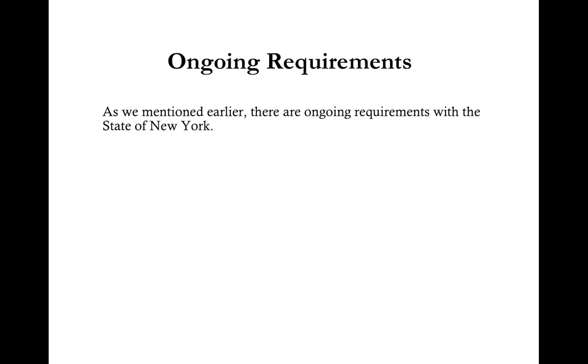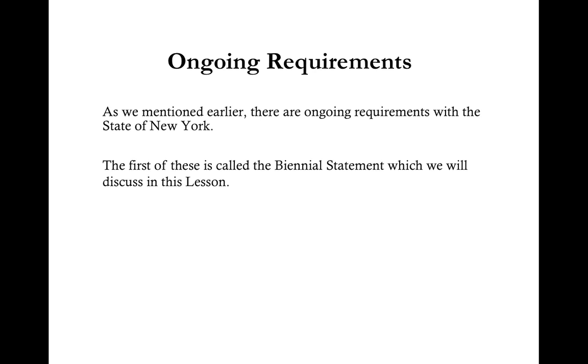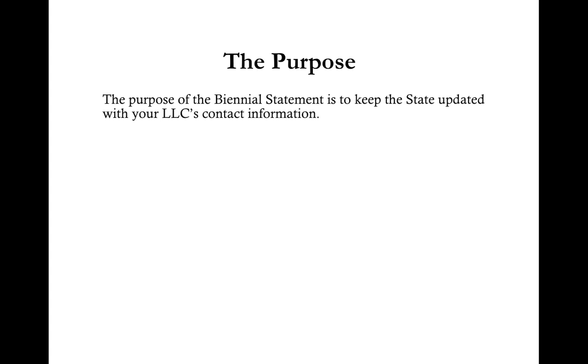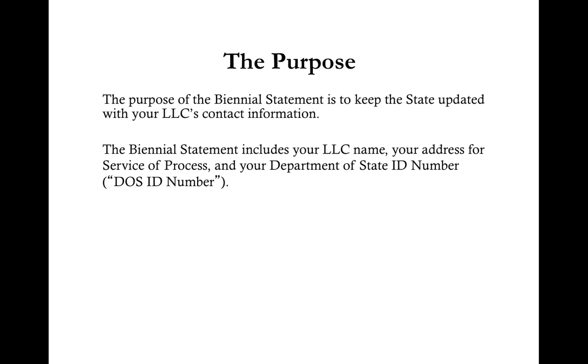As we mentioned earlier, there are ongoing requirements with the state of New York. The first of these is called the Biennial Statement, which we'll discuss in this lesson. The second of these is filing your LLC's state taxes. We will discuss taxes in the next lesson. The purpose of the Biennial Statement is to keep the state updated with your LLC's contact information. The Biennial Statement includes your LLC name, your address for service of process, and your Department of State ID number, also known as your DOS ID number.